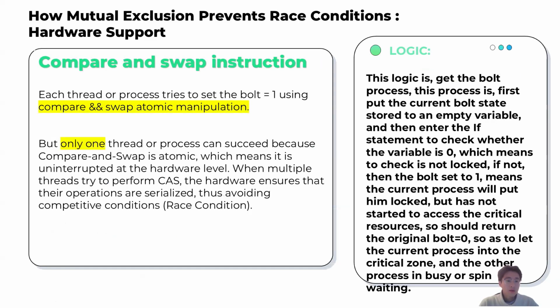And here is another one, the compare and swap instruction. Each thread and process tries to set the bolt equals 0 using this atomic operation. This is the basic logic of this method.